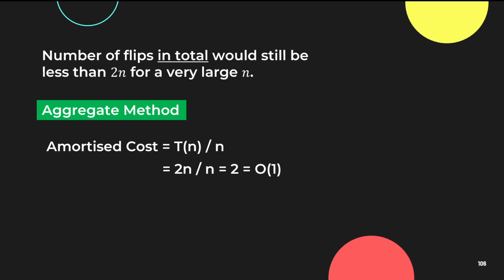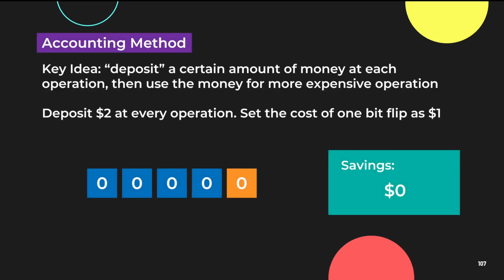Now I will show you how to use the accounting method. For the accounting method, you are going to deposit a certain amount of money. Can anyone tell me what we deposit here? I think it's also in the slide. We're going to deposit $2 for every operation. Initially I will have my counter at 0. Initially I'm broke, so I don't have much money in my wallet. Then next morning NUS gives me $2, but I will use one to flip my binary counter. The other one I will put into my savings.